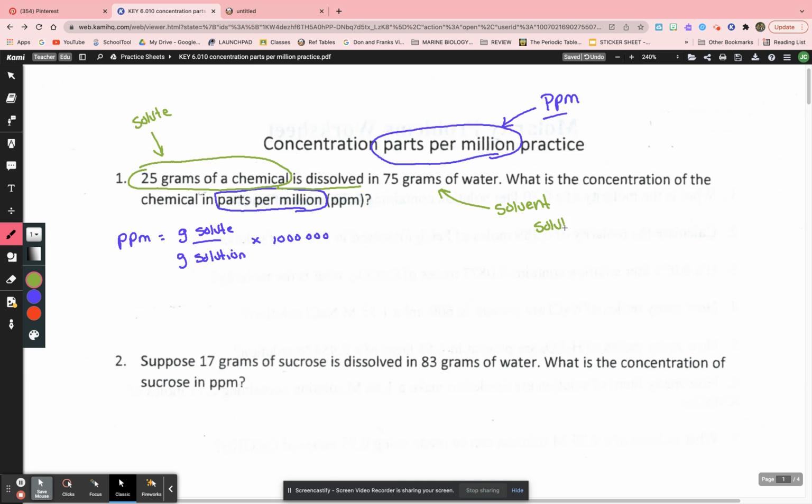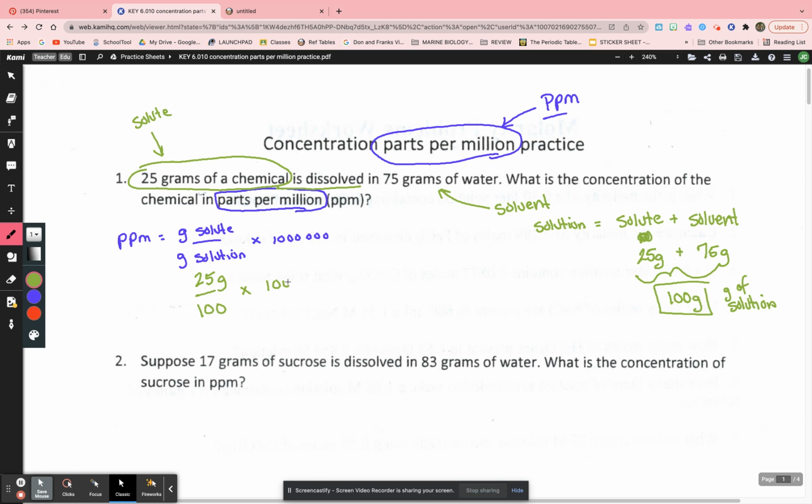What does the solution weigh? The solution is solute plus solvent. So the solute was 25 grams, and the solvent is 75 grams. So the solution weighs 100 grams. That's the grams of solution. Okay, now we have our numbers. Grams of solute, which we said was the 25. The grams of solution is 100 times a million.